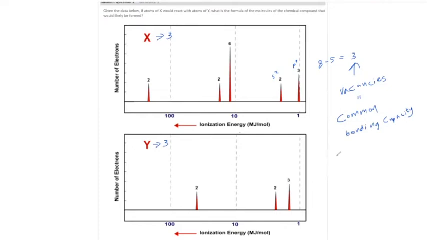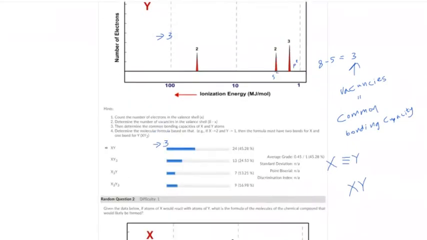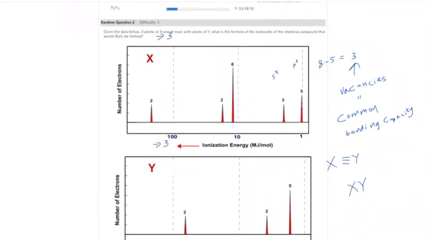Therefore, if we want to have a chemical compound between X and Y, we only need 1 of each. For each X atom, we would need only one Y atom. So it's going to look something like that. So the chemical formula must be X1Y1. Okay, and then we move on to the next question. Let's do this.